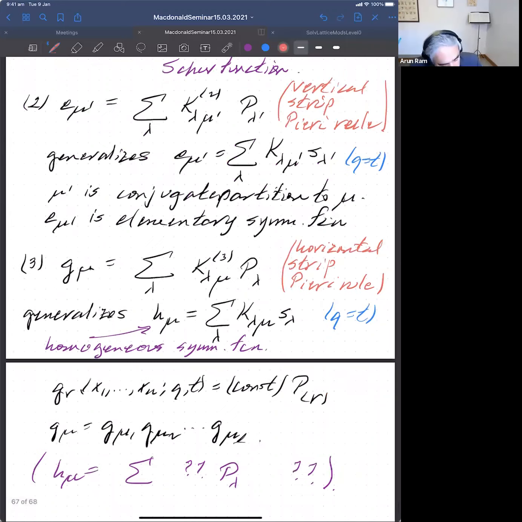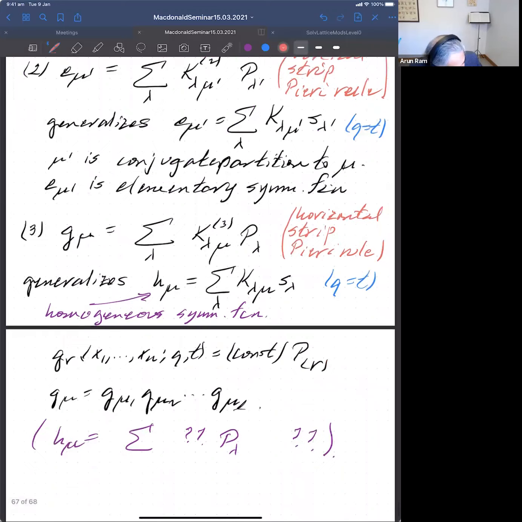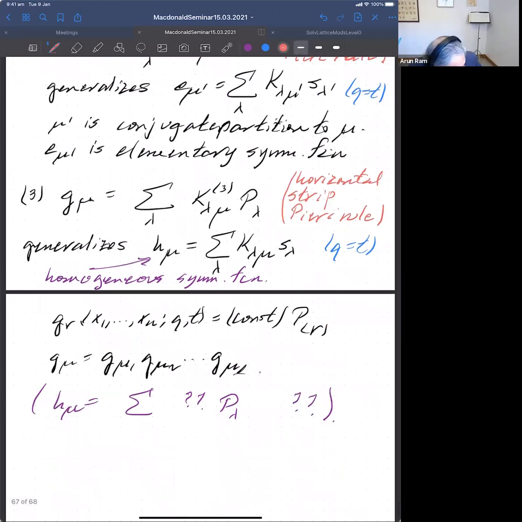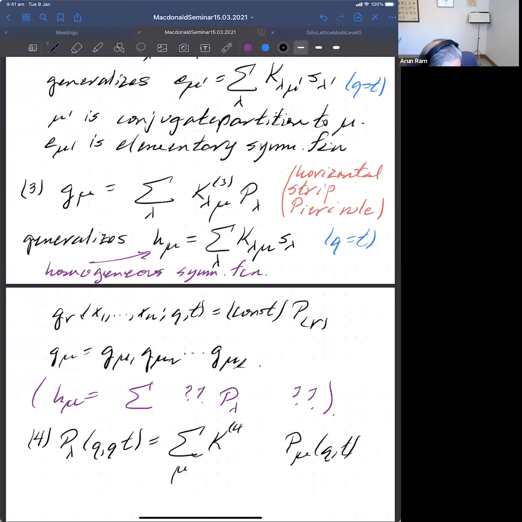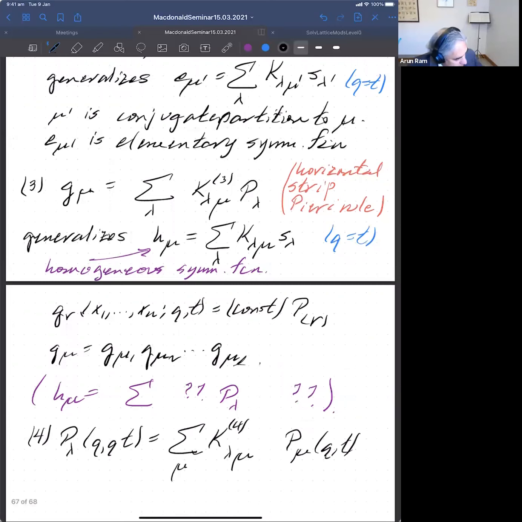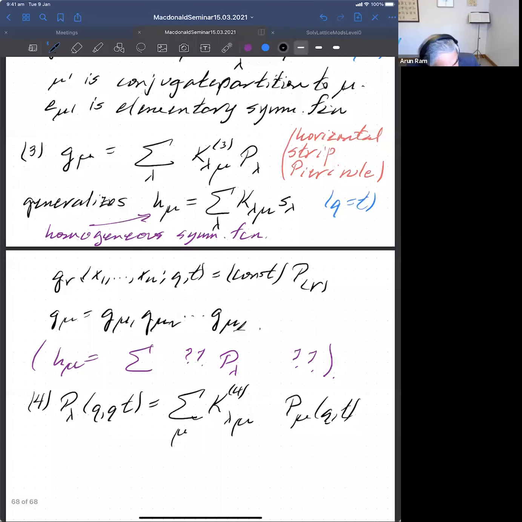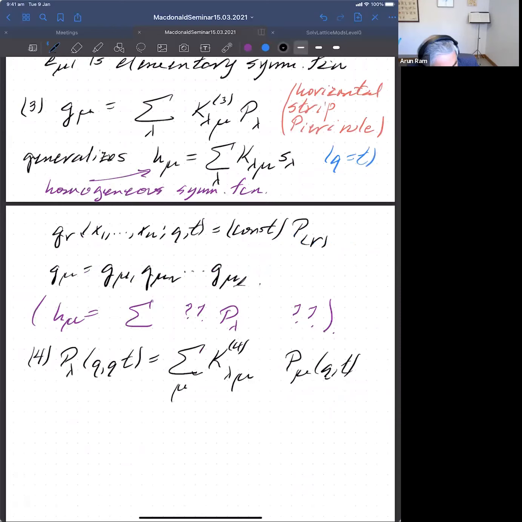Okay, so the fourth one is the one which I mentioned last time, which is if you take P lambda in QT, then you should expand in terms of P mu in QT, and this gives another fourth analog of Kostka numbers, which I think is very interesting.